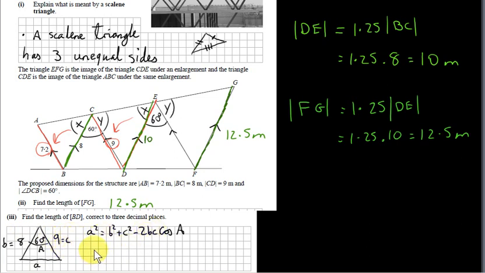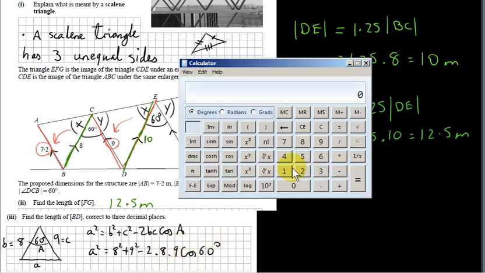So we plug the values into this. So a squared is equal to 8 squared plus 9 squared minus 2 times 8 times 9 times the cos of 60 degrees. So we plug all this into the calculator. 8 squared is 64. 9 squared is 81. Minus 2 times 8 times 9 times the cos of 60 degrees.